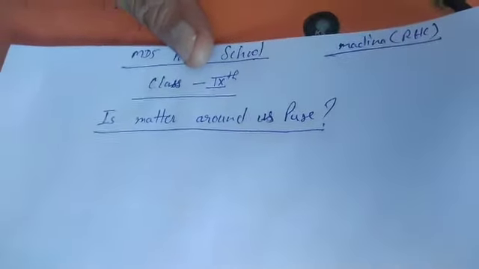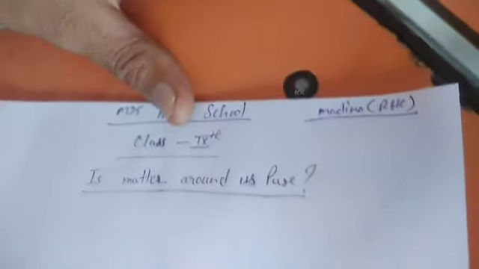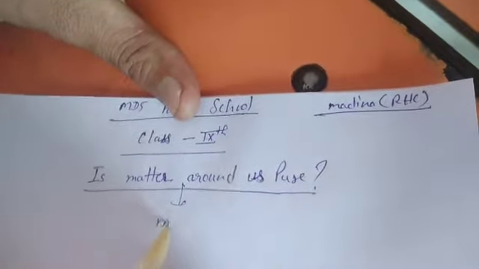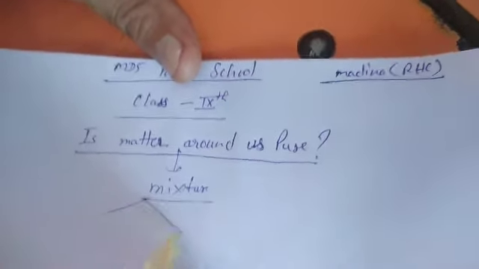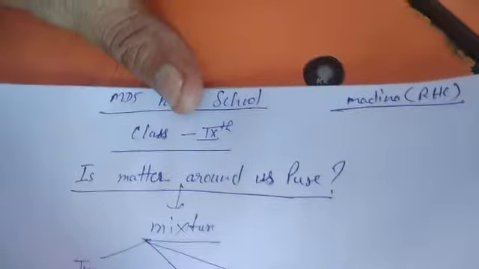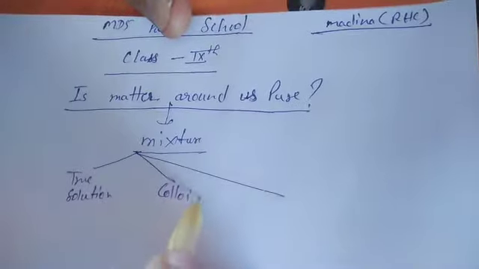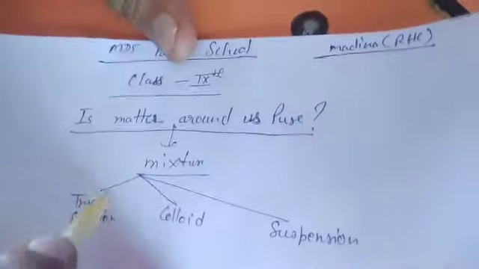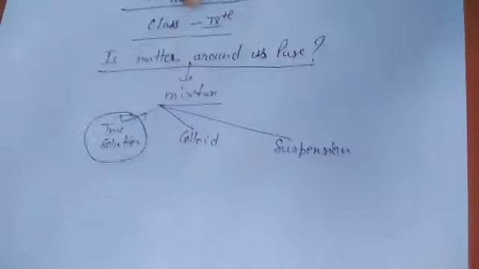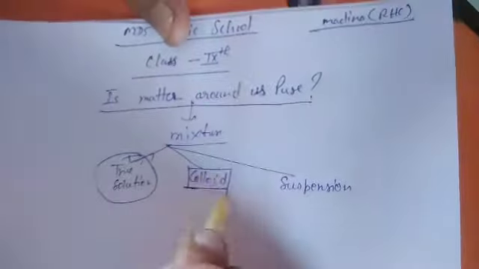Dear students, in the previous lectures we started our chapter Is Matter Around Us Pure, and we got to know that matter around us is in the form of mixtures, and mixtures are also of different kinds. They can form true solutions, or you can say solutions, or they can form colloids or suspensions. We have studied the solution topic in detail in the last lecture. Now let's talk about colloids.